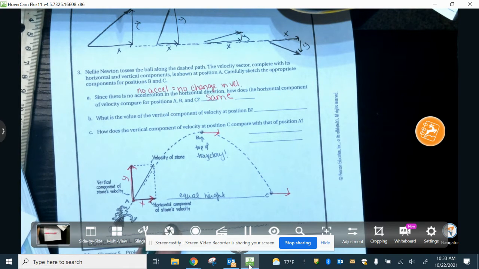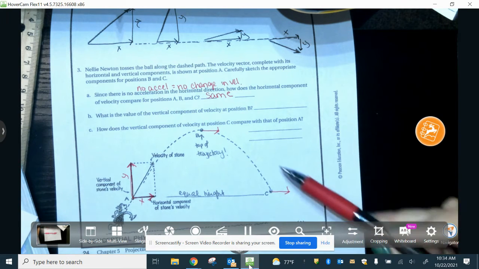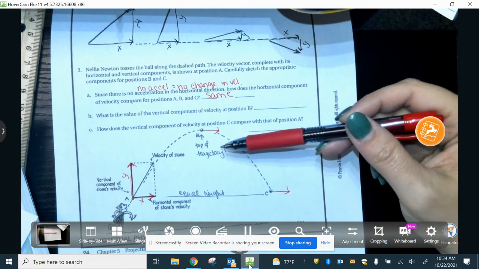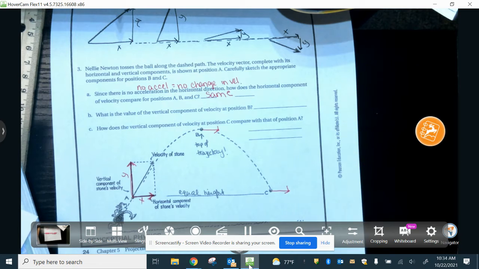B asks, what is the value of the vertical component of velocity at position B? Remember when we did toss-ups? You toss something straight up in the air. At the very top of its path, what was its velocity just for a second? 0. So, in this trajectory of this thrown ball, point B is at the top. What is its vertical velocity? 0.